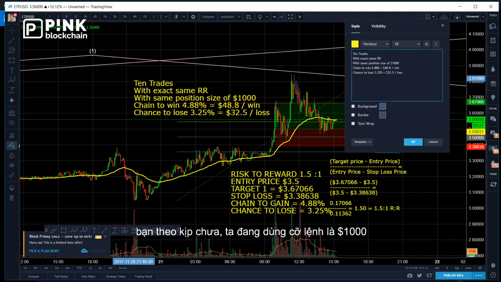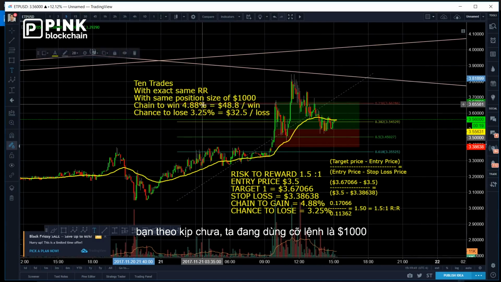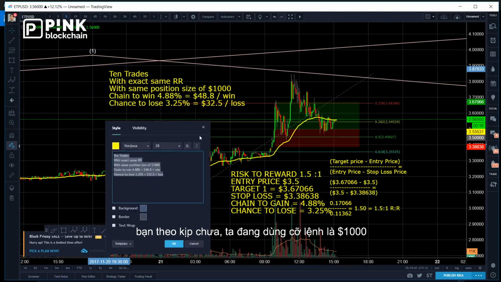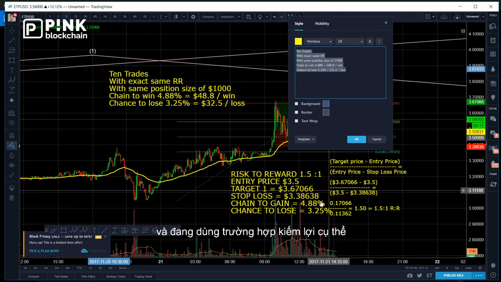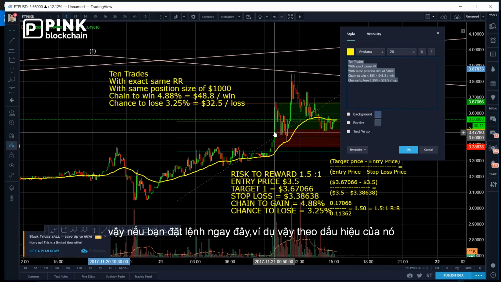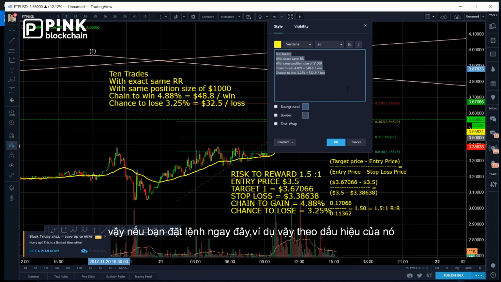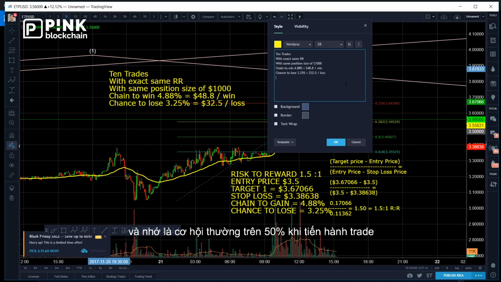Right? You guys following so far? We're using a $1,000 position size, okay? And we are taking this specific chance to gain scenario. So if you entered a position right there, for example, that's what it would signify. Now, out of 10 games, or 10 trades rather, when we're assuming a 50-50 chance as well, and also always keep in mind that it's usually higher than a 50% chance when you enter a trade, because you look for indicators, and you make sure that you time it very precisely when you enter, right?